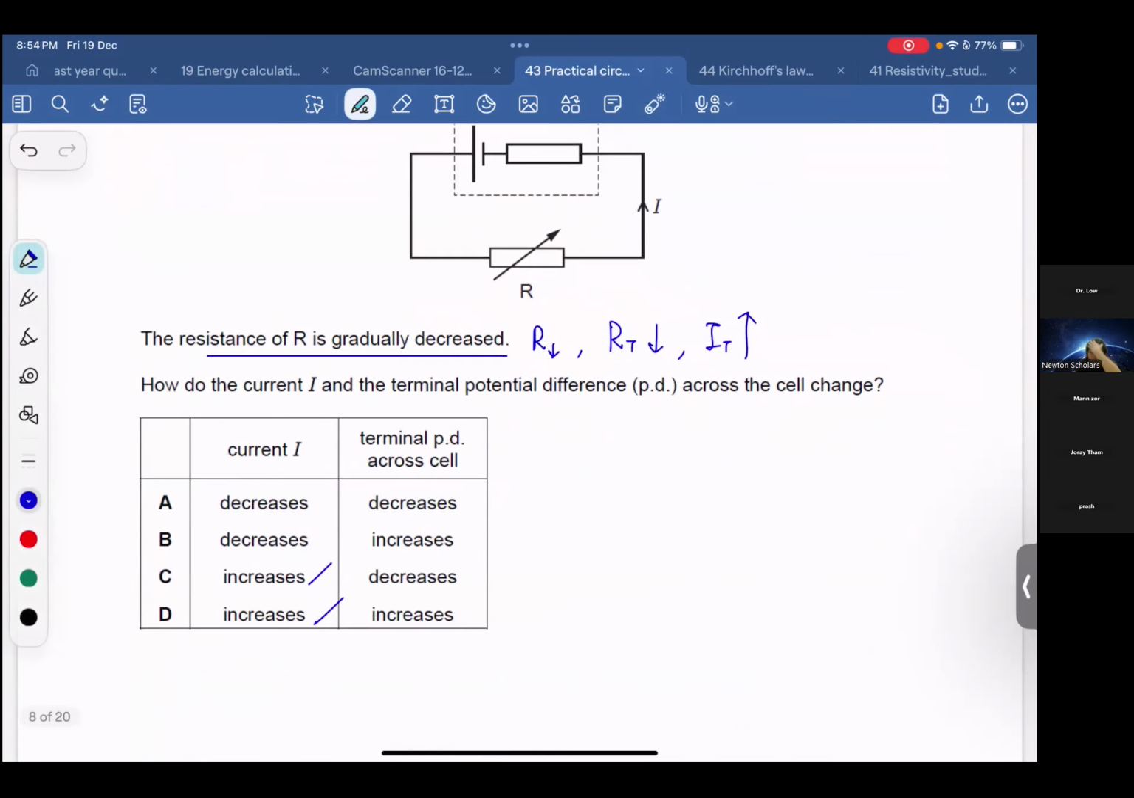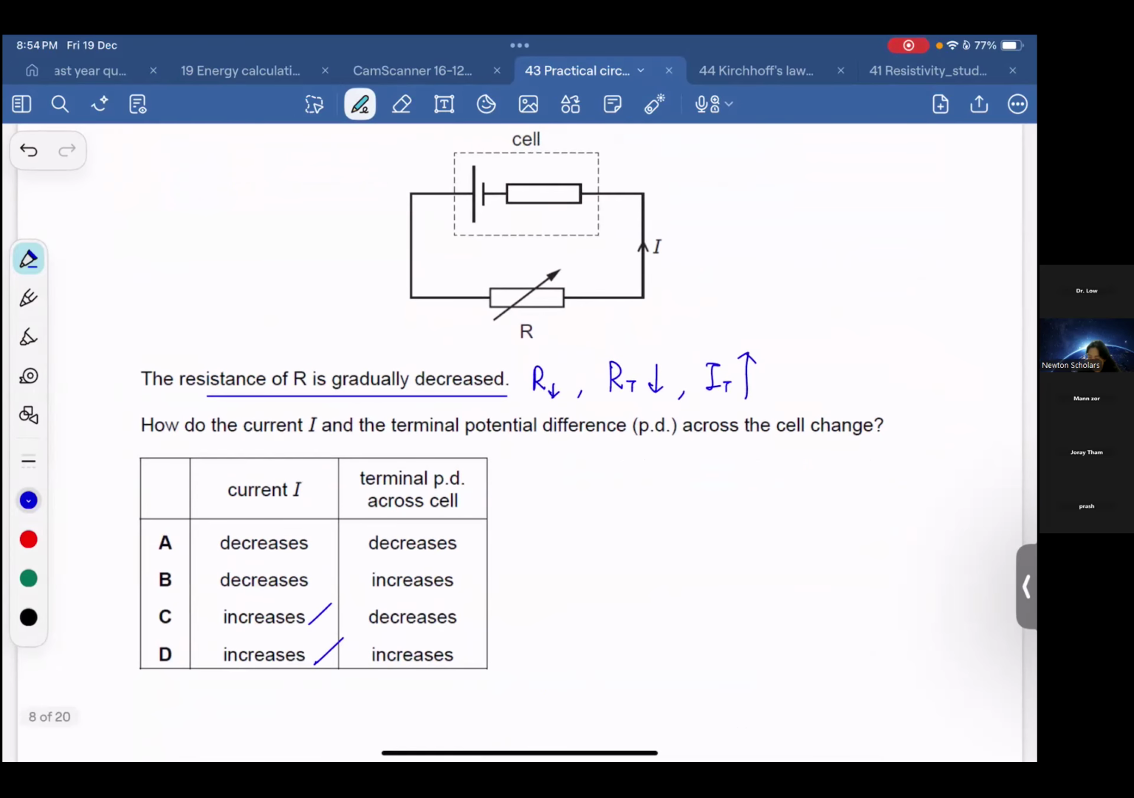So at here, the voltage across the component, should it increase or decrease? When your IR increases, that means E equals V plus IR. So V equals E minus IR. Because your current increases, this part value will increase. The potential difference across the internal resistance will increase.